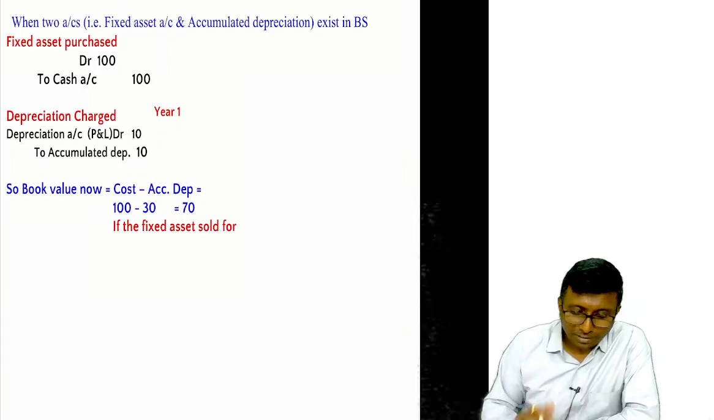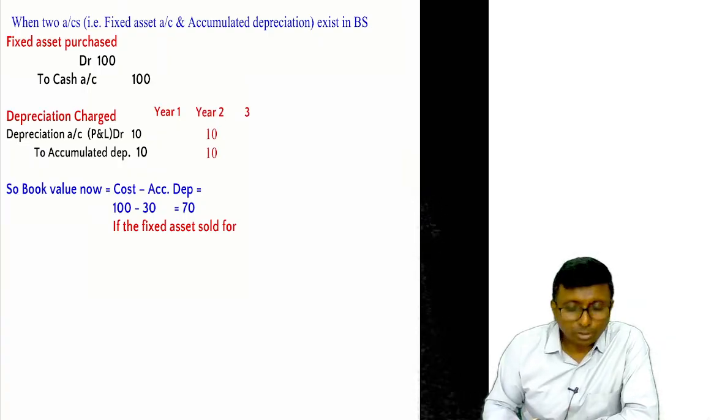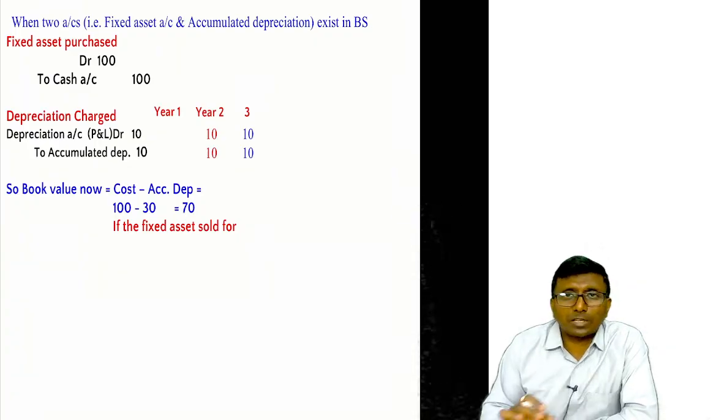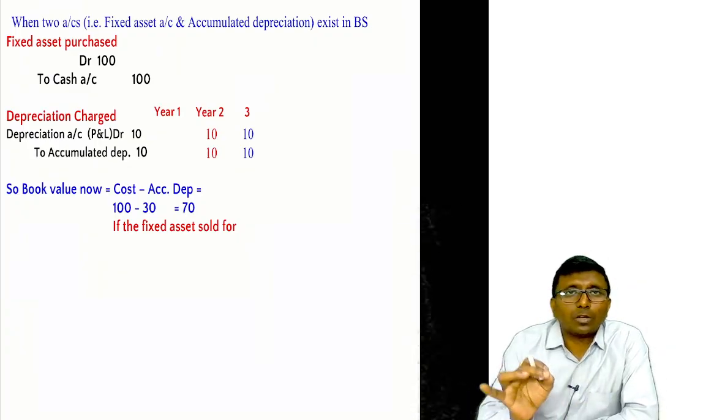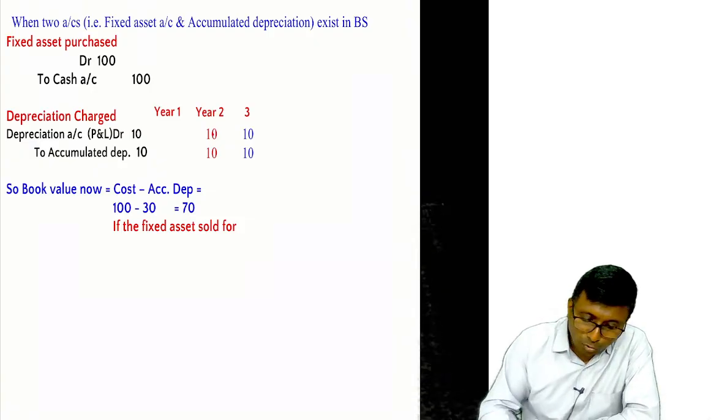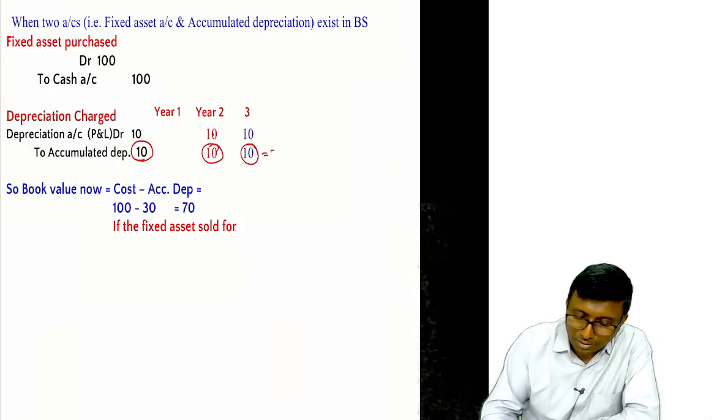So year 1, 10 rupees. Year 2 also 10 rupees of depreciation. Year 3 also 10 rupees. Every year you will pass the same journal entry: depreciation expense account debit to accumulated depreciation. So totally, how much is the accumulated depreciation? First year created with 10, next year also 10, next year also 10. Totally 30 rupees is created.